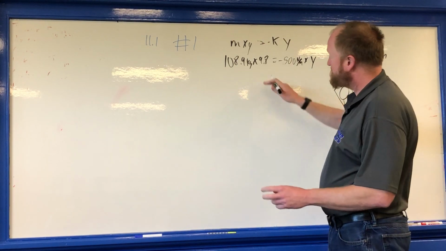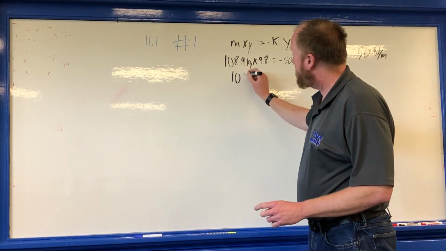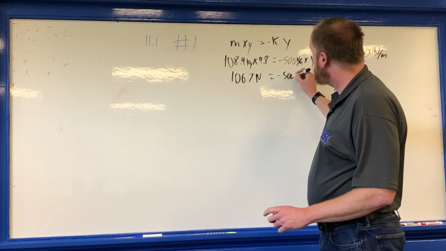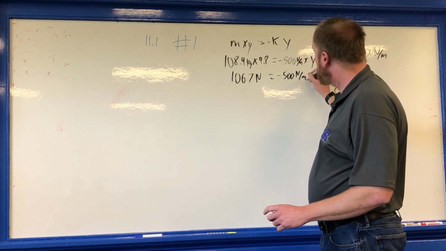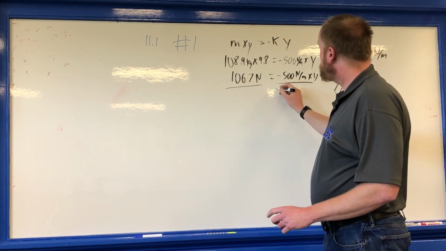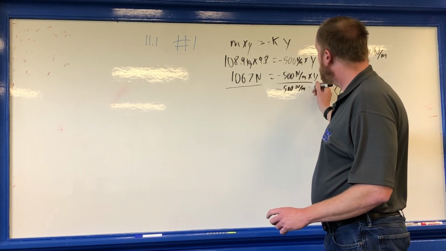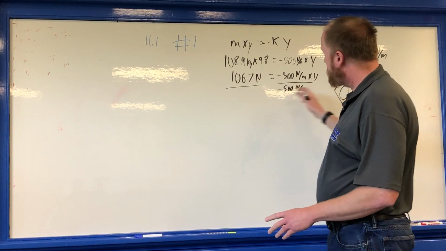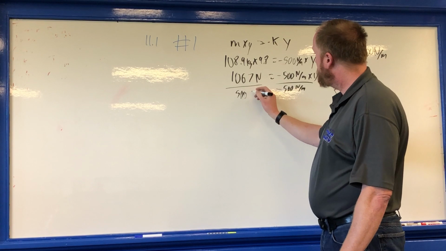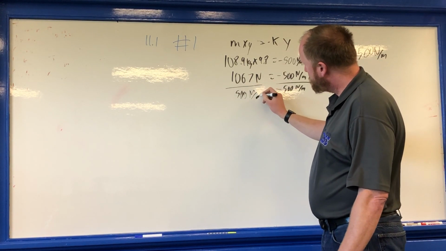So, multiply these together. Mass times gravity is your weight, in my case 1,067 newtons, is equal to negative 500 newtons times meters times y. Divide both sides by negative 500 Newton meters. And then over here, divide by 500 Newton meters. Sorry, that's Newton meters.